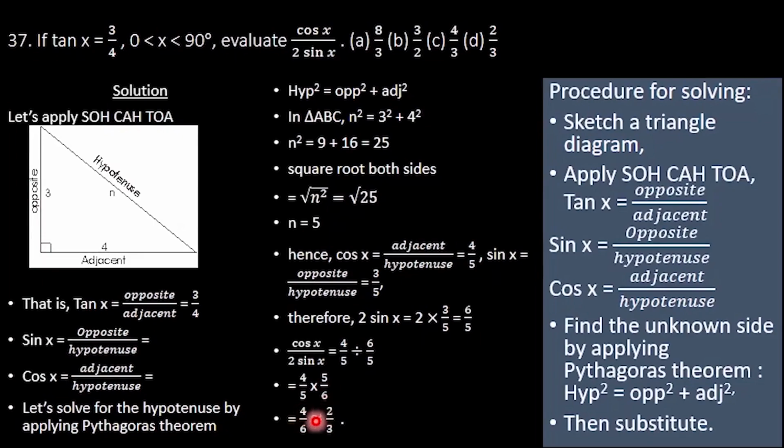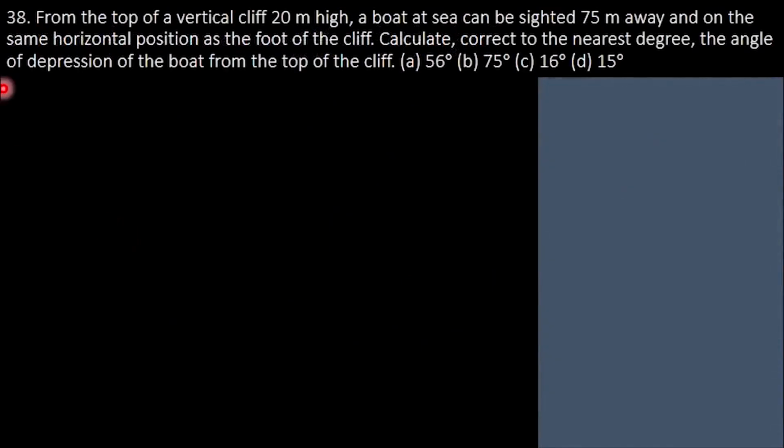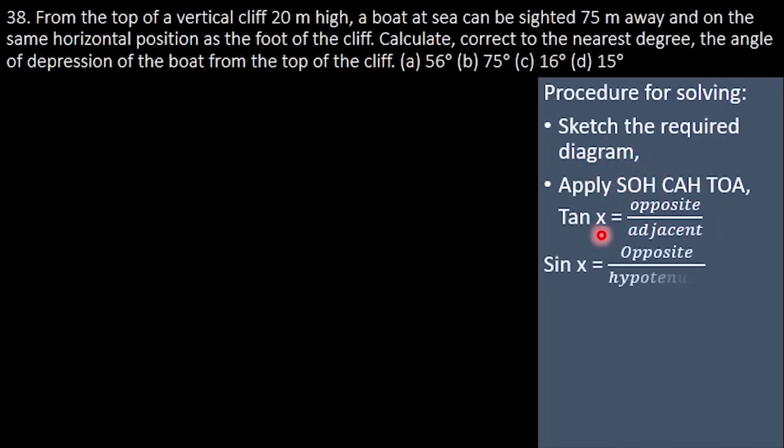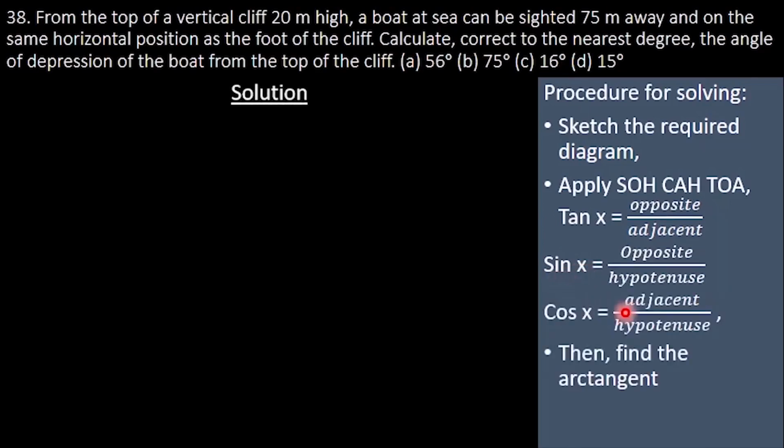Question 38. From the top of a vertical cliff 20 meters high, a boat at sea can be sighted 75 meters away and on the same horizontal position as the foot of the cliff. Calculate, correct to the nearest degree, the angle of depression of the boat from the top of the cliff. The procedure for solving this: sketch the required diagram, then apply SOHCAHTOA, where tan S is equal to opposite over adjacent, sin S is equal to opposite over hypotenuse, and cos S is equal to adjacent over hypotenuse. Then find the arc tangent.